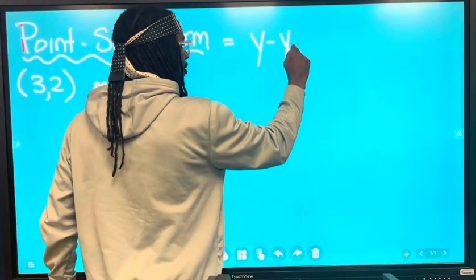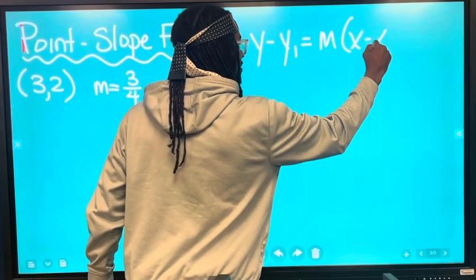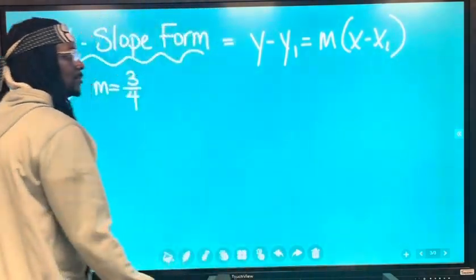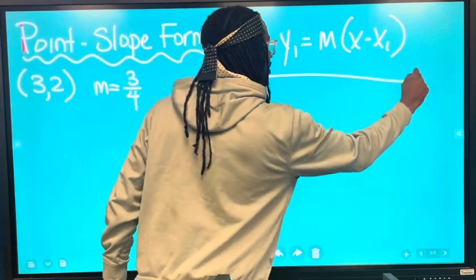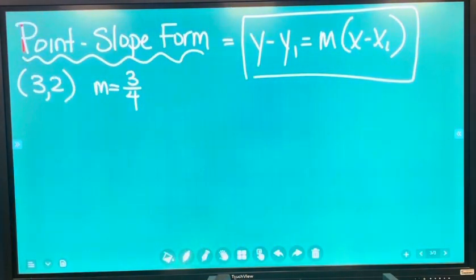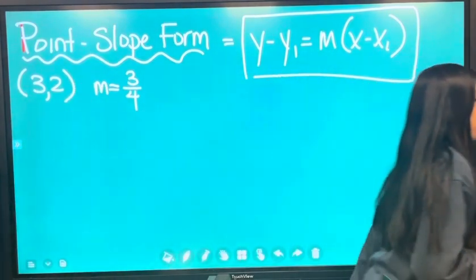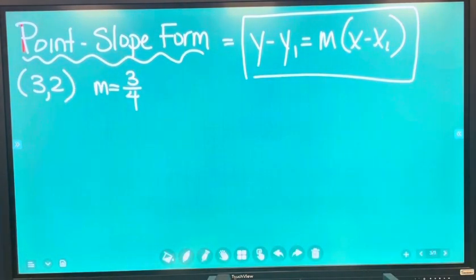Y minus y1 equals the slope times x minus x1. That's what you're going to need today. So somewhere on that paper, you might want to jot it down. What that is telling you is they're going to give us a point. This is a line that covers the point (3, 2) that has a slope of 3/4.